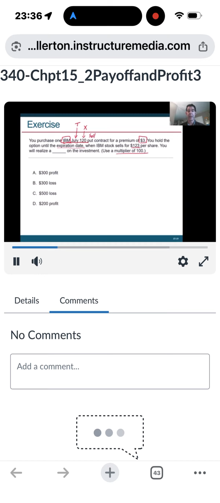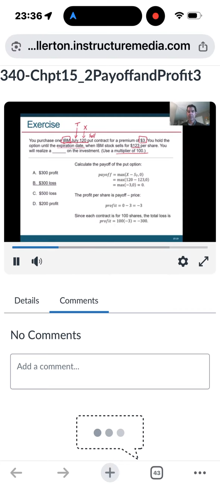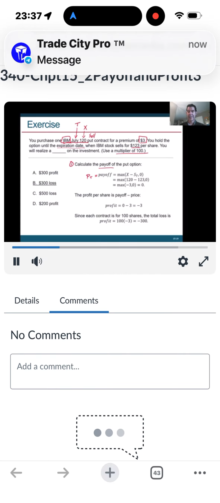You might want to pause, take a minute, see if you can calculate this. I'm going to reveal the answer. All right, so the answer is B. This is a $300 loss. Let's see how to work through this. I'm going to use my steps. So step number 1, calculate the payoff of the put option per share. Per share. So the payoff is what? This is a put. So that was our P sub T.